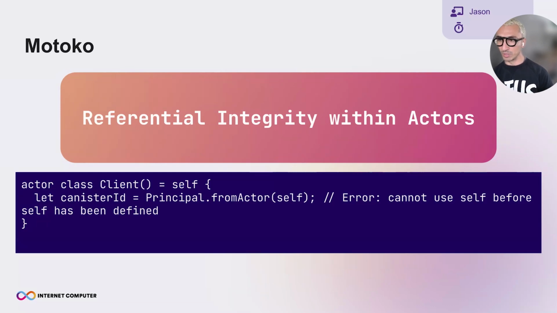There's a code snippet here that shows something that seems like it should work, just determining what the canister ID is of the actor, but previously you would get this error: cannot use self before self has been defined. This turned out to be a bug, so a big thank you to the person who flagged it and to Gabor from the Motoko team for implementing the fix. This will be available in the next version of DFX, 0.24.2.